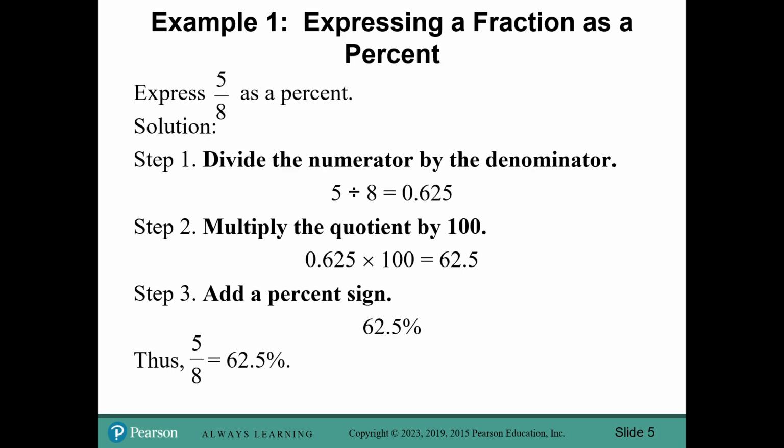So let's do this. Let's express a fraction as a percent. We're going to express 5 over 8 as a percent. So step 1, we divide the numerator by the denominator. 5 divided by 8 is 0.625. Step 2, we're going to multiply the quotient by 100. 0.625 times 100 is 62.5.